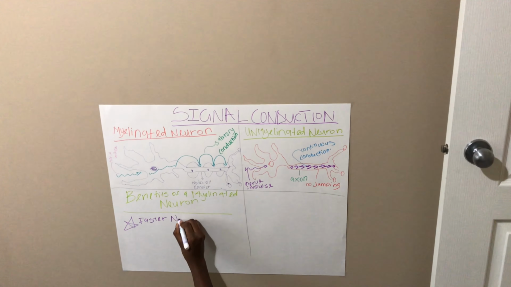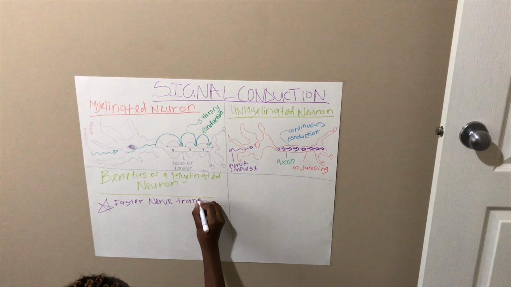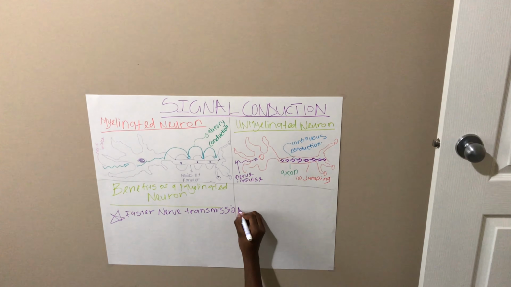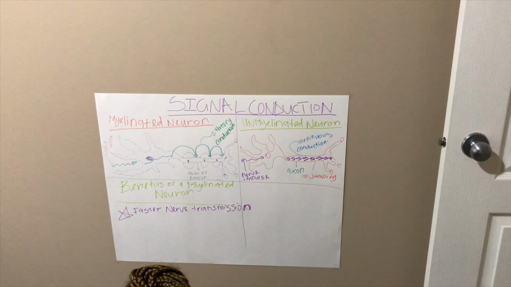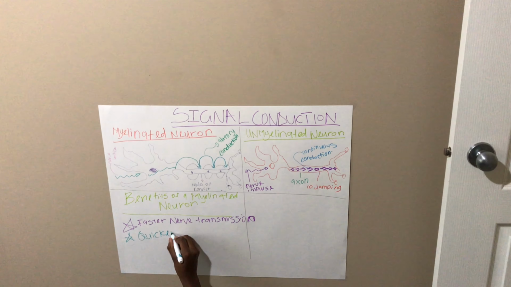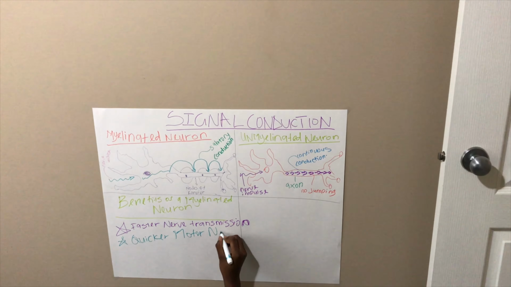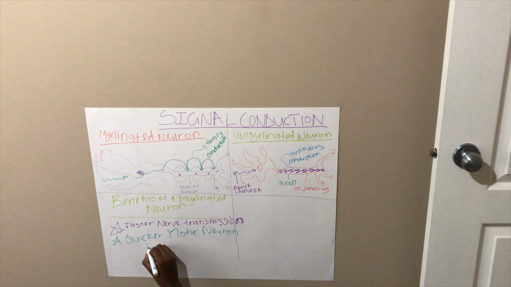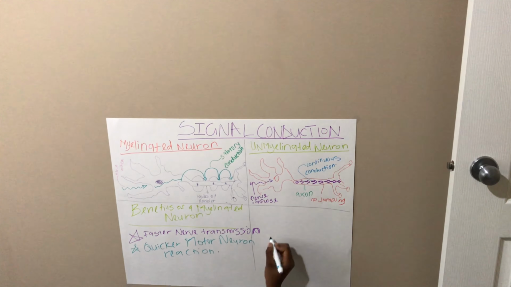Individuals with a myelinated neuron are able to receive nerve impulses much faster and more efficiently than people with unmyelinated neurons, whose impulse will take longer to reach the brain and the spinal cord.